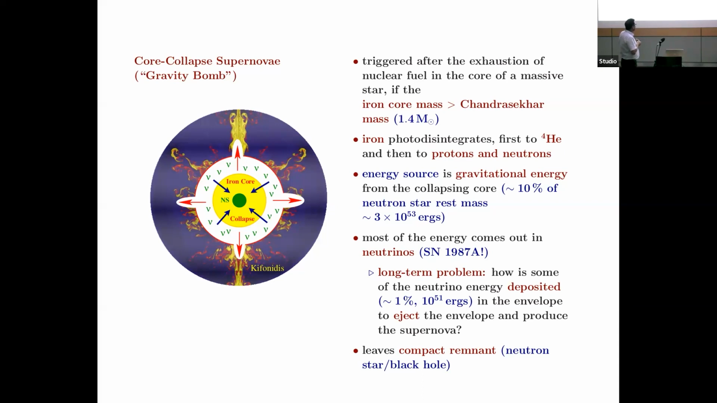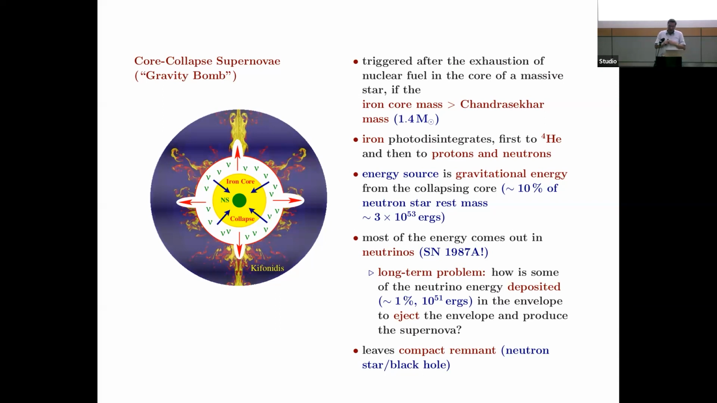So there's plenty of energy, but the problem is that most of that energy comes out in the form of neutrinos. Neutrinos couple very weakly to matter, and they just pass through the rest of the star. And as I showed you earlier, we know this because in 87A, they were actually observed. And for a long time, it was a problem. How could you perhaps tap some of that energy to deposit it in the envelope to make it explode? Because the supernova is an explosion, not a collapse.